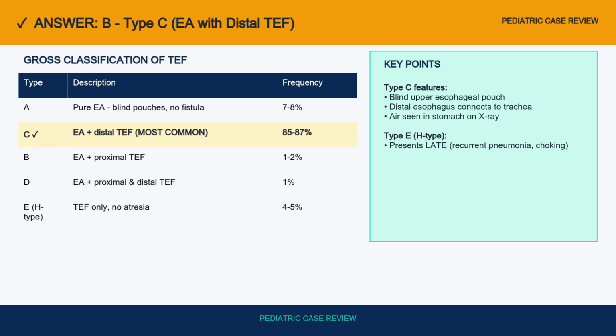Type A, or pure esophageal atresia, has no fistula and no gastric gas. The H-type, which is type E, presents late with recurrent pneumonia and choking but has no atresia. Always remember, type C when you see coiled tube plus gas below the diaphragm.